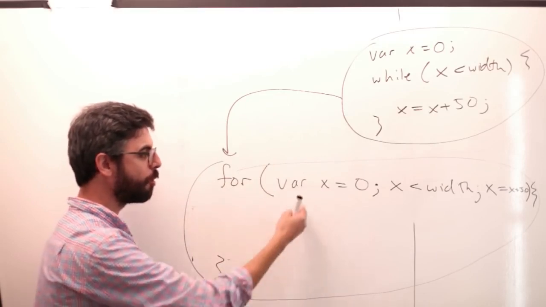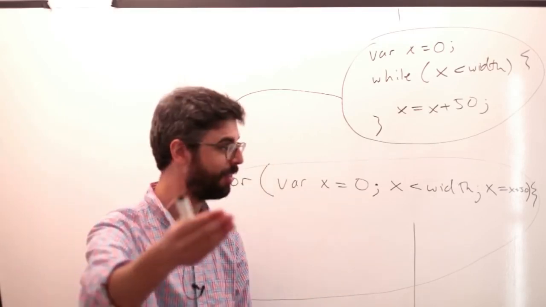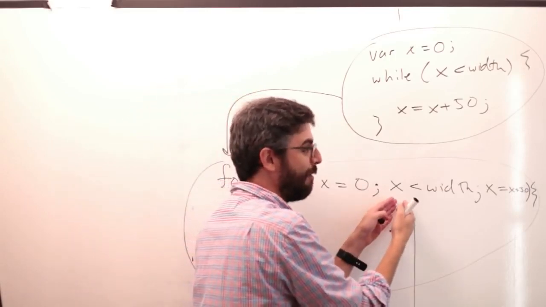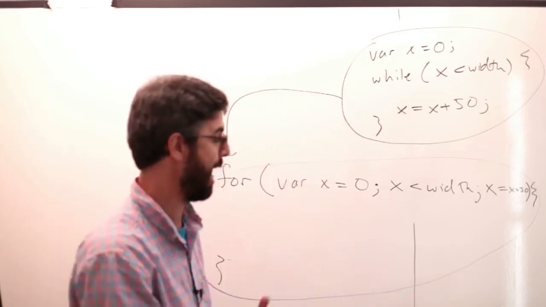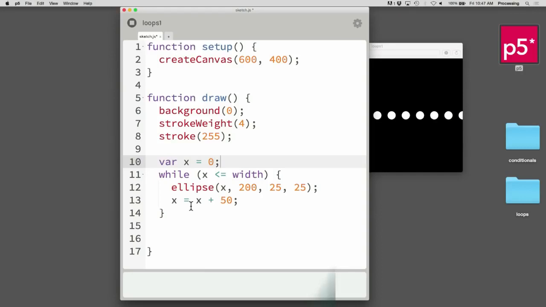So the loop starts by initializing x. Every time through the loop, x goes up by 50. And every time the loop finishes, it checks if the exit condition has been met, in which case it then exits the loop. So we can now go back to this program.